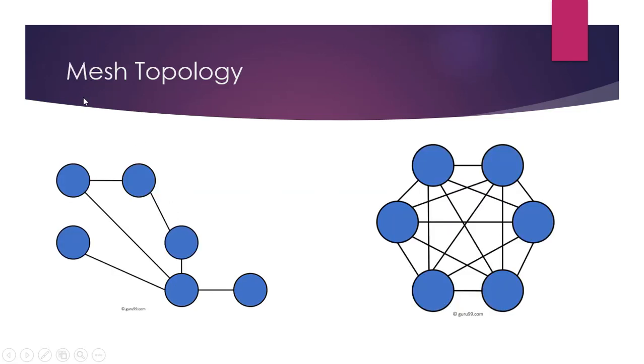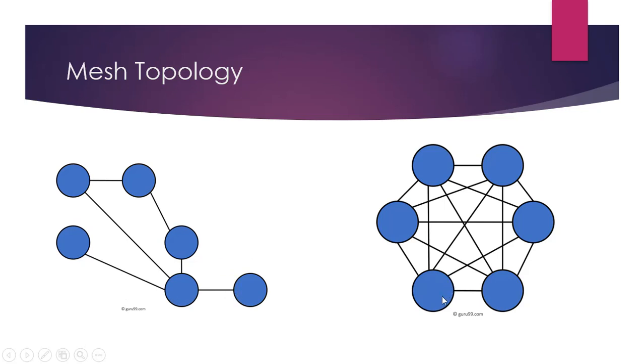Now, coming to the next topology, that is called a mesh topology. Here we have two examples. You can see this is a half mesh or partial mesh, and this is a full mesh, where one computer is connected to multiple computers. For example, here you can see this node is connected to two nodes, and this one is also connected to two nodes. But here this is a node which is connected to multiple, or you can see four nodes. But these nodes are not connected with each and every one of them, so that's why this is called a partial mesh.